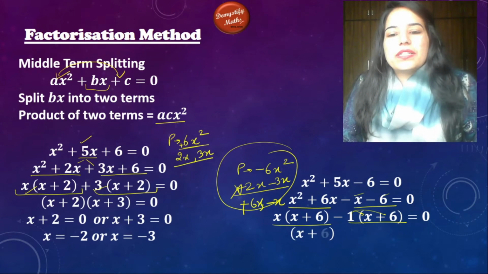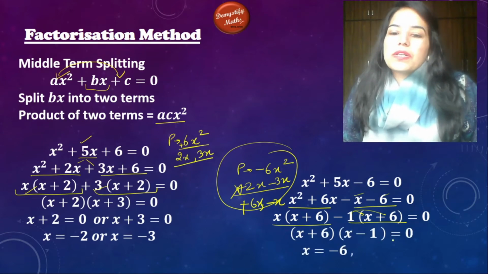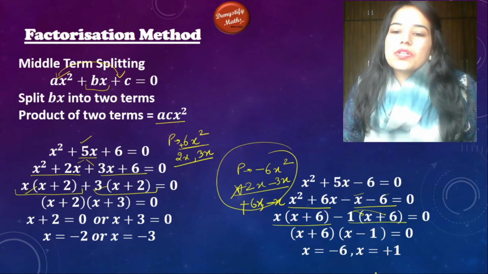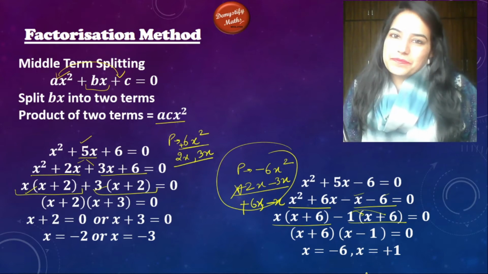Right? Now x plus 6 common, x is left here, x minus 1. So x plus 6 equals to 0, which gives you minus 6. x minus 1 equal to 0, which gives you plus 1. That was middle term splitting.